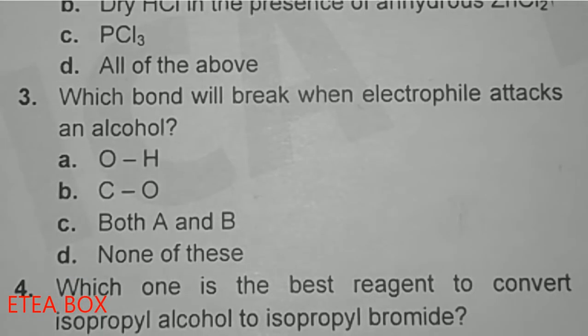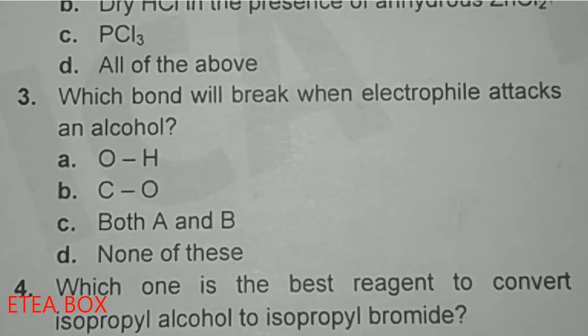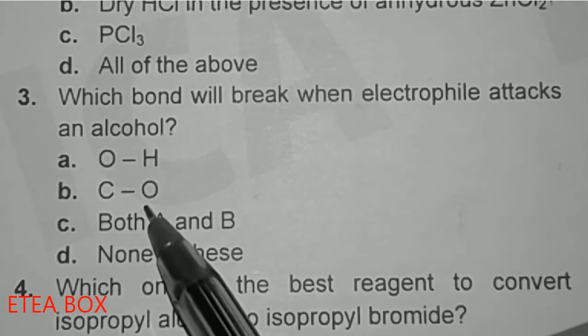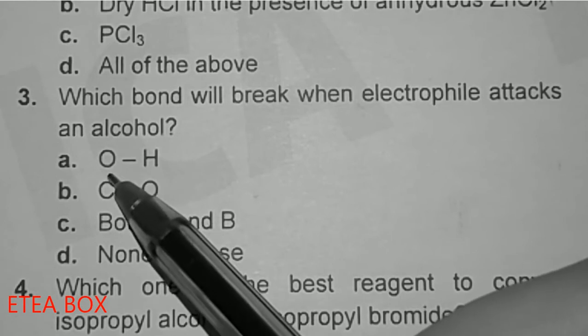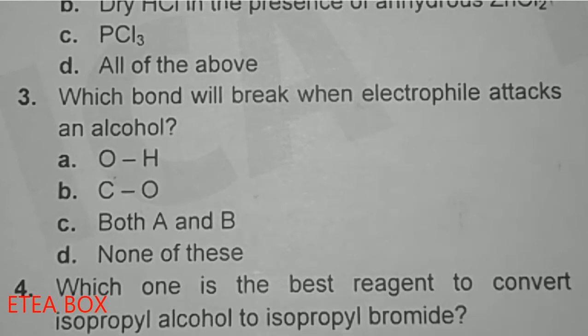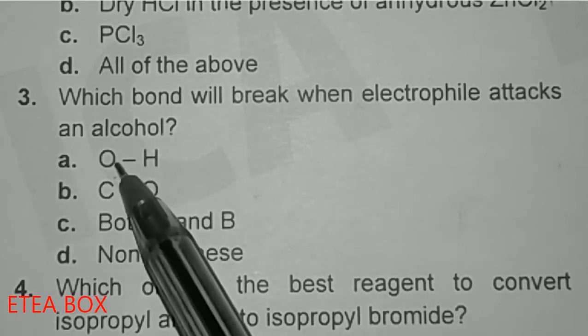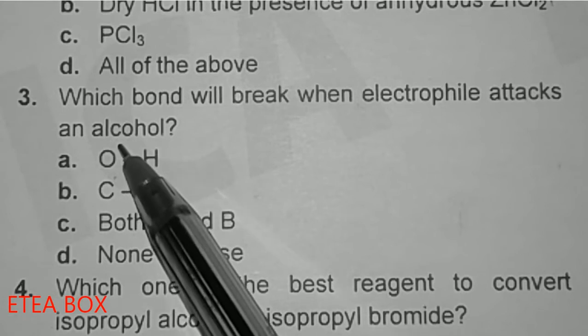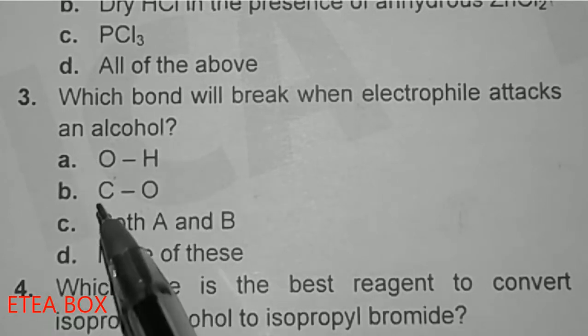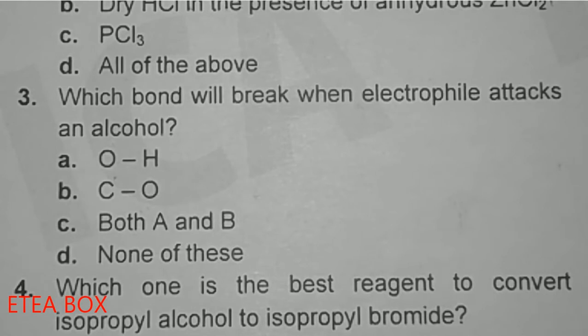Which bond will break when an electrophile attacks an alcohol? Now when an electrophile attacks, it means the electrophile will be in search of an electron. Look here, in an alcohol, if the C-O bond is broken, this carbon will get the positive charge. So the electrophile will not attack on C-O. Look at the O-H, when this bond is broken, this O will get the negative sign. So this one will be suitable for the attack of an electrophile. So here option A is correct.